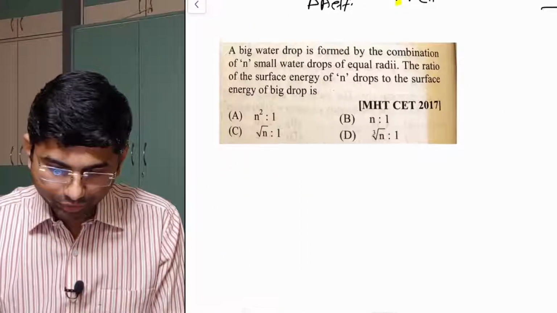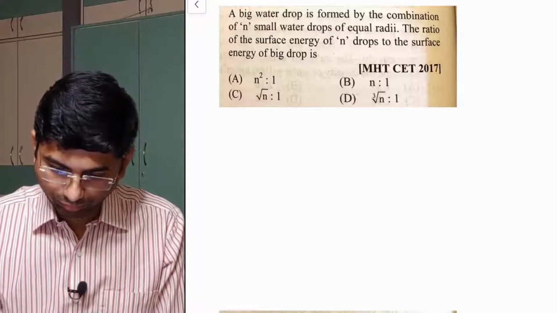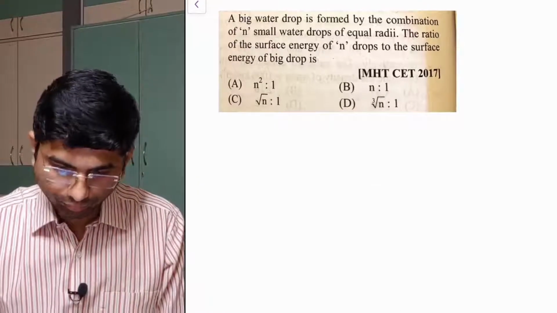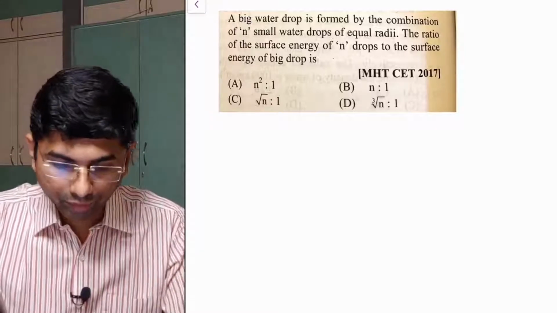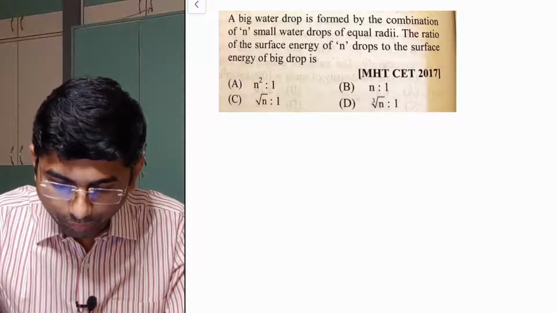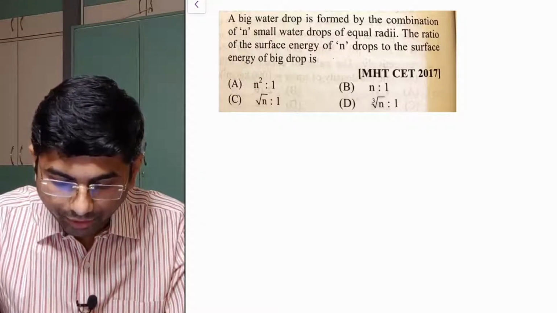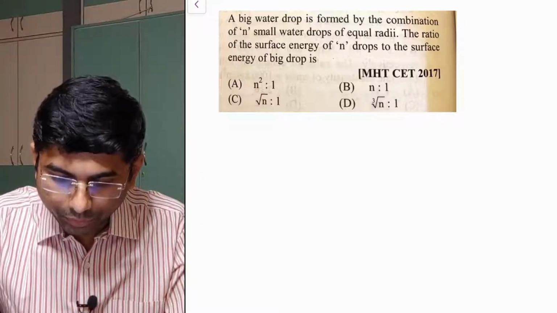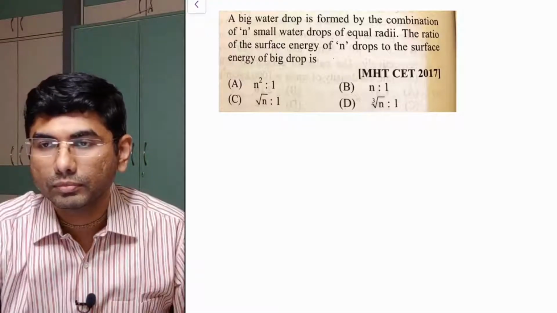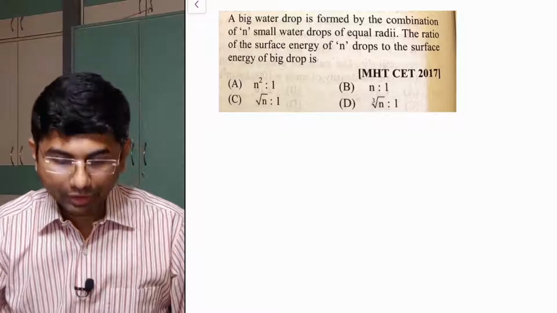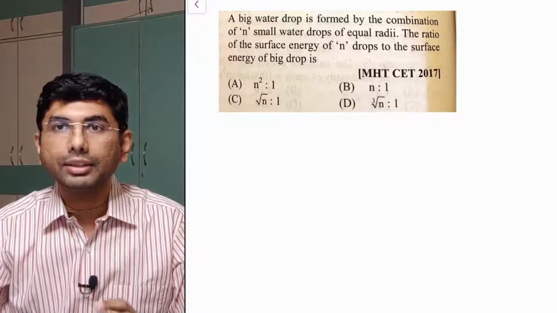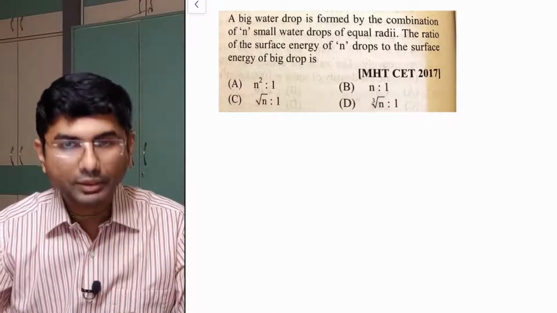Okay, now the first question. A big water drop is formed by the combination of n small water droplets of equal radii. The ratio of the surface energy of n drops to the surface energy of a big drop is. Now in this question they are not asking us change in surface energy. They are asking us the ratio of the surface energies.